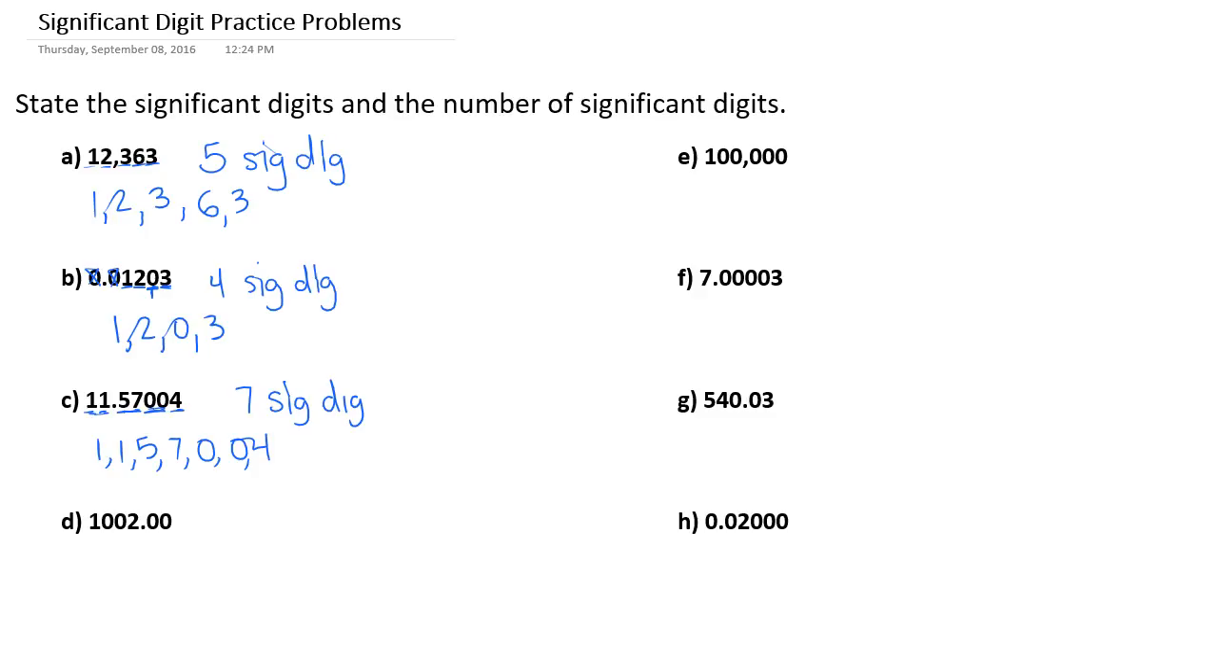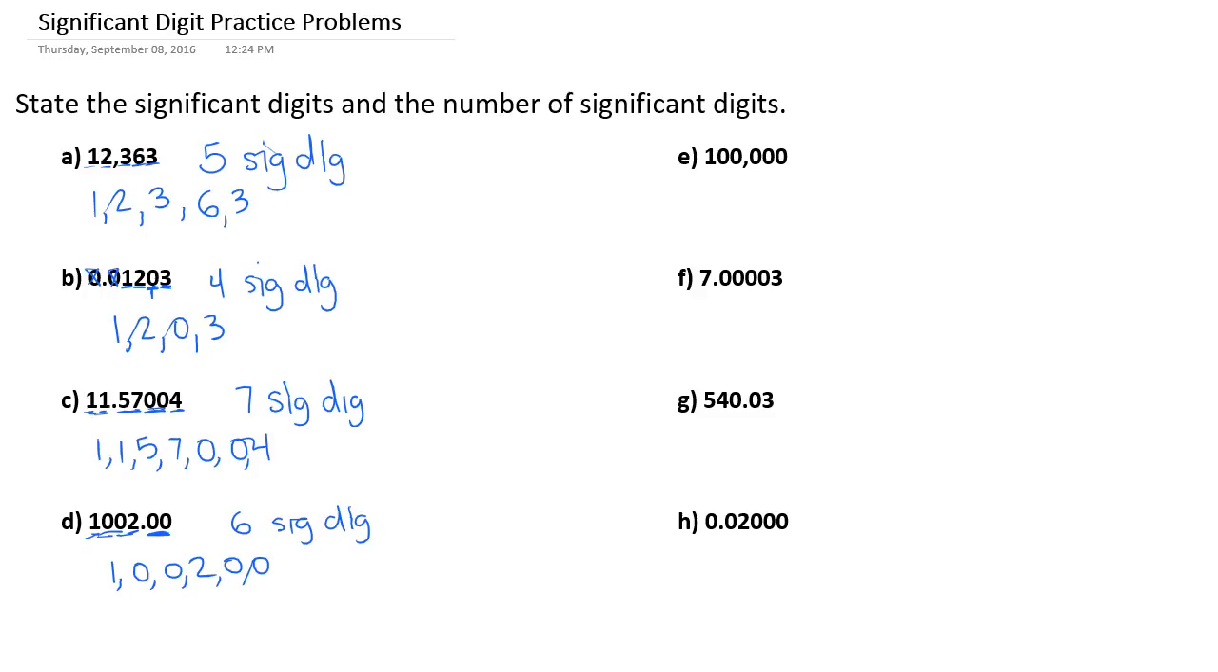Alright, D says that we have 1 and 2, which are non-zero digits. Then we have these 2 zeros in between these two non-zero digits, so those are significant. And then we have these 2 trailing zeros. Since we have those trailing zeros, they are also significant. So we have 1, 2, 3, 4, 5, 6. 6 significant digits. And they are 1, 0, 0, 2, 0, 0. And we want to state them every single time we have that number.